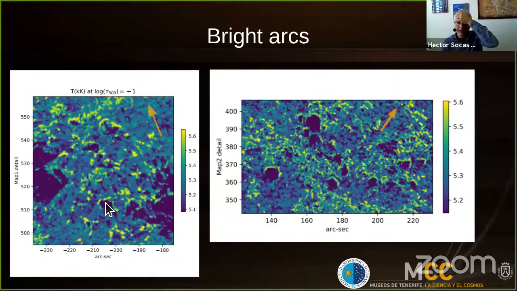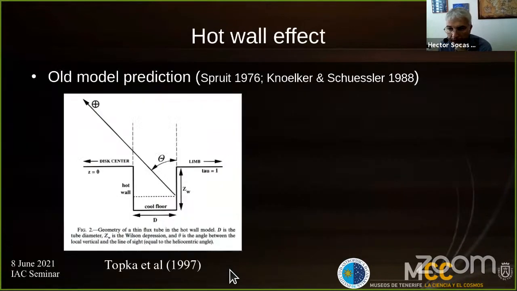And this was very puzzling to us at first, until we realized that this is probably, this is our interpretation, due to something called the hot wall effect. The hot wall is an old model prediction originally made by Spruit in the 70s, and then more sophisticated models by Knölker and Schüssler in the 1980s. These were developed as small flux tube models for these unresolved microscopic magnetic elements that form the facula.